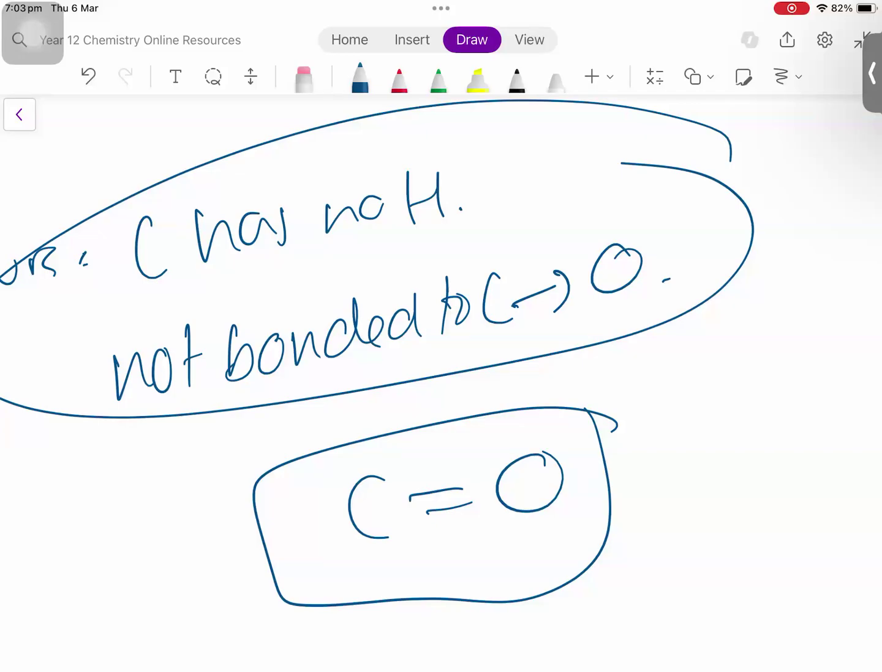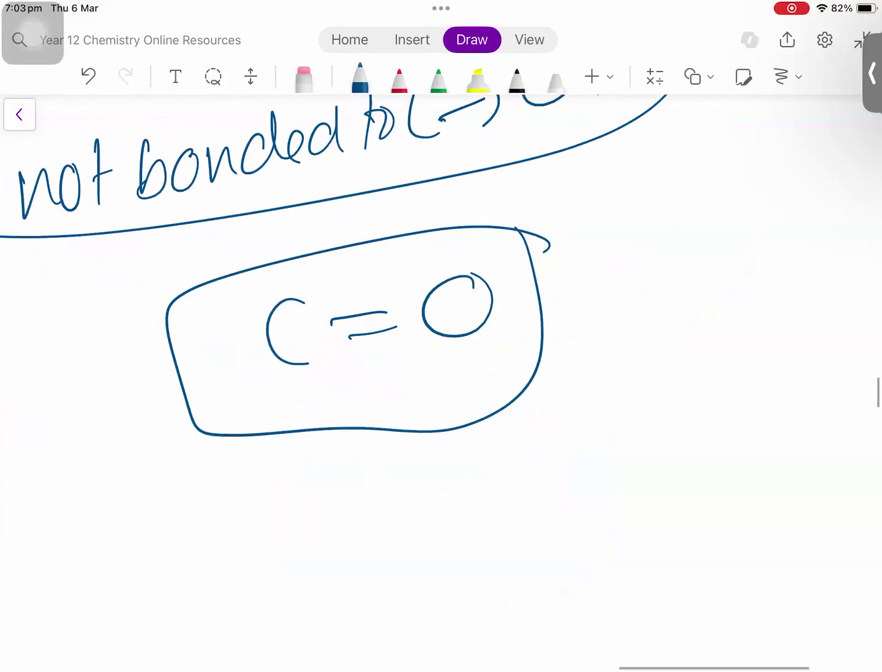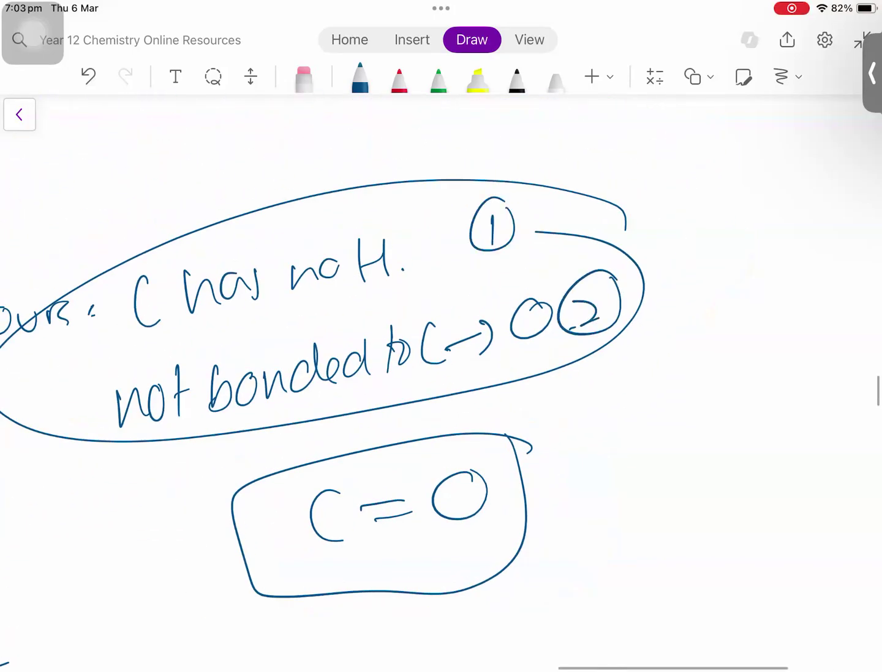What you can do is remind yourself of what the oxygen looks like and ask yourself, is it possible for it to be bonded to the oxygen? Okay. So these are your two options, option one, option two. I'm testing option two at the moment. I'm going to see if it's even possible to bond to oxygen.